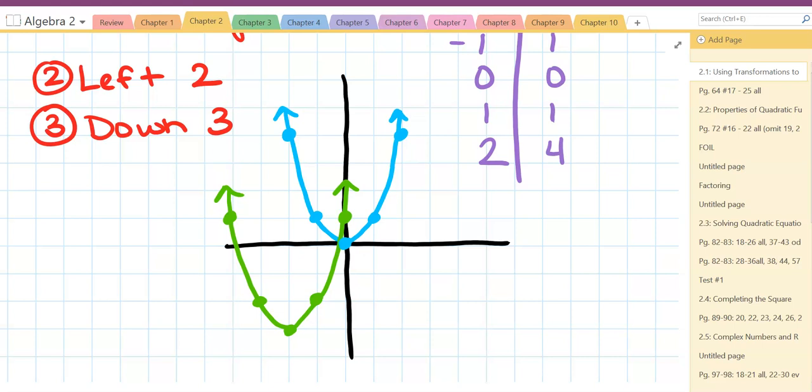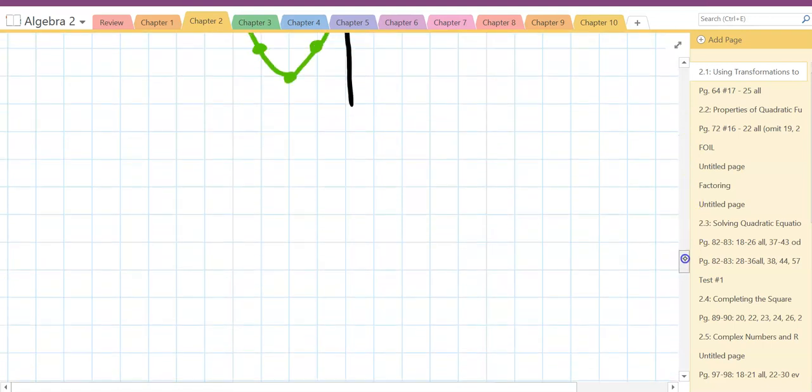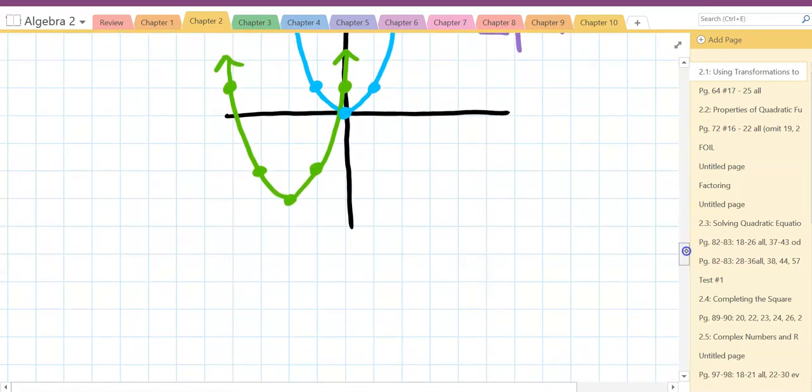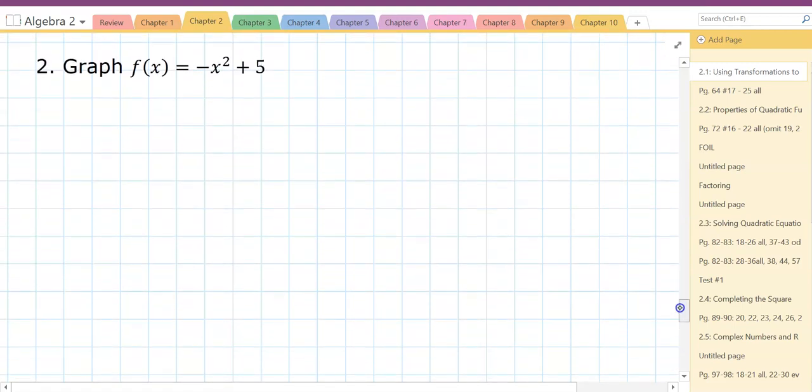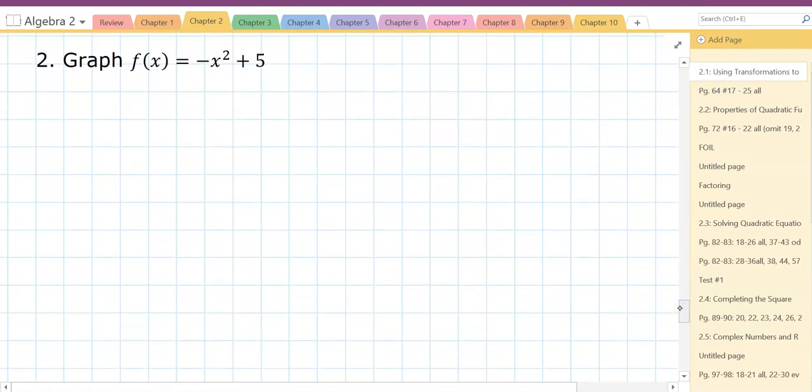Okay, let's look at the last one. It's on the next page. You do not need to write the points, no. So we've got negative x squared plus 5. So parent is still y equals x squared. Let's talk about what's happening to it. So we have a negative in front of the x squared, and then we have plus 5.